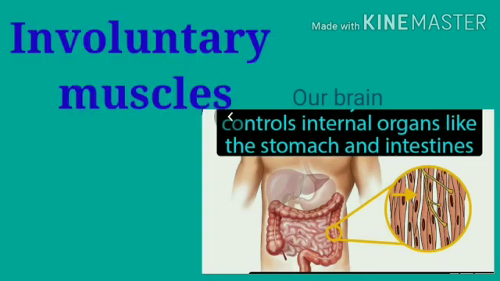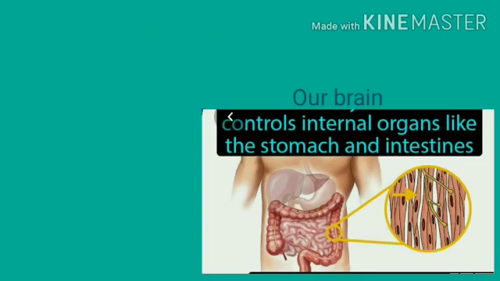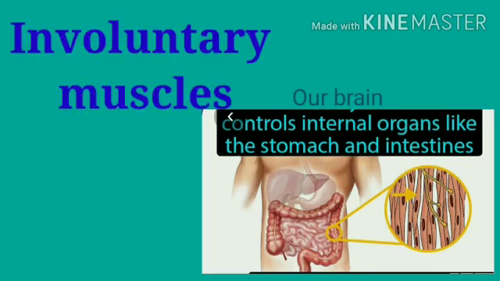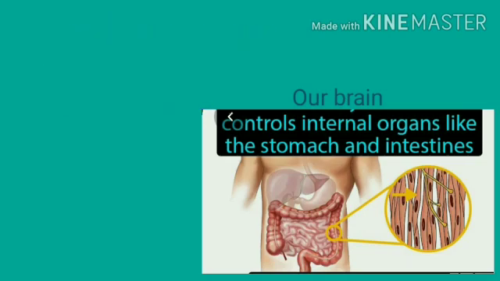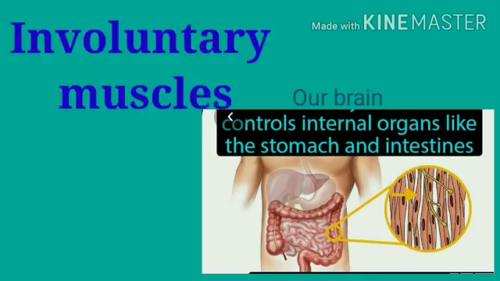The second type of muscles is involuntary muscles. These muscles work on their own. They are not controlled by our will. They are found in the walls of stomach, intestines, and blood vessels. These muscles work throughout our life even when we are asleep.